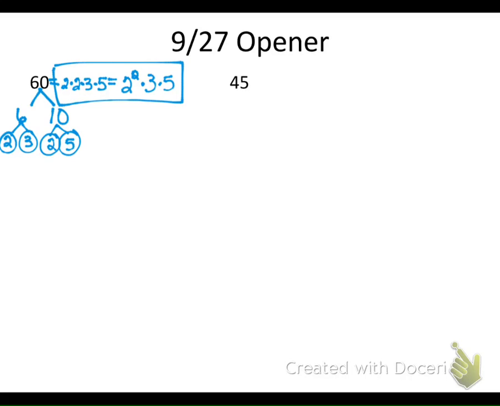Any questions on that first one? Did anybody use 2 and 30? Or 3 and 20? No, we all used 6 and 10?